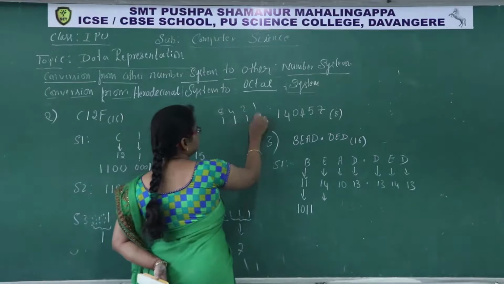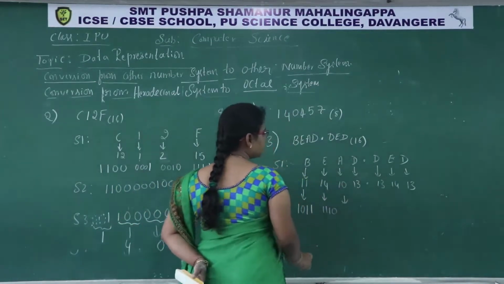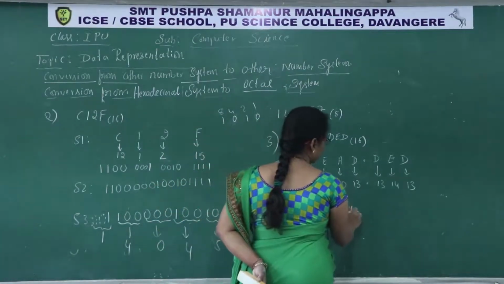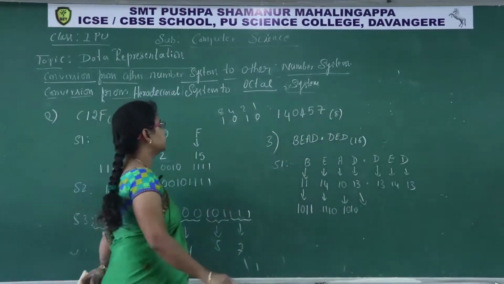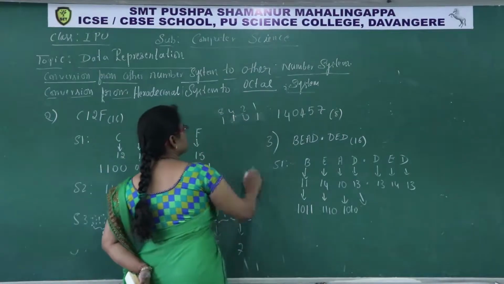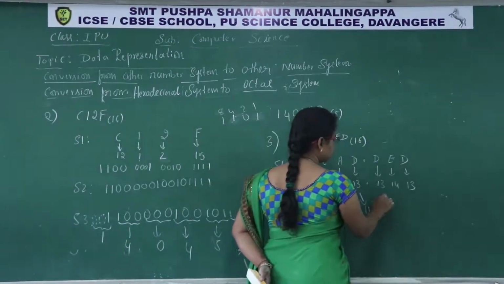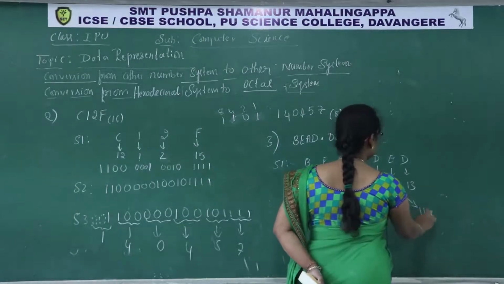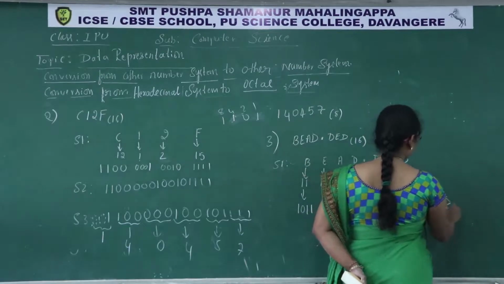So 1110. 10 means 8 plus 2 is 10: 1010. And 13: 12 plus 1 is 13, 8 plus 4 is 12 and 1. So 1101. Point, here also 1101, and for 14 it is 1110, and for 13 it is 1101.